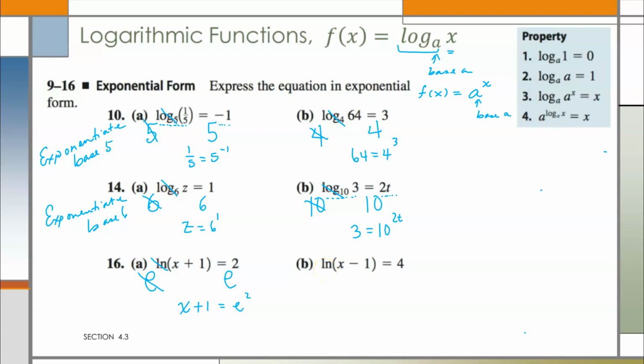What undoes a log base e? An exponential base e. So this is the new exponent of e. But because these are inverse functions, they will undo one another. So we get x minus 1 is equal to e to the fourth. Later, we would move that 1 over by adding, and then we've solved for x. But that's going to come up in later sections.